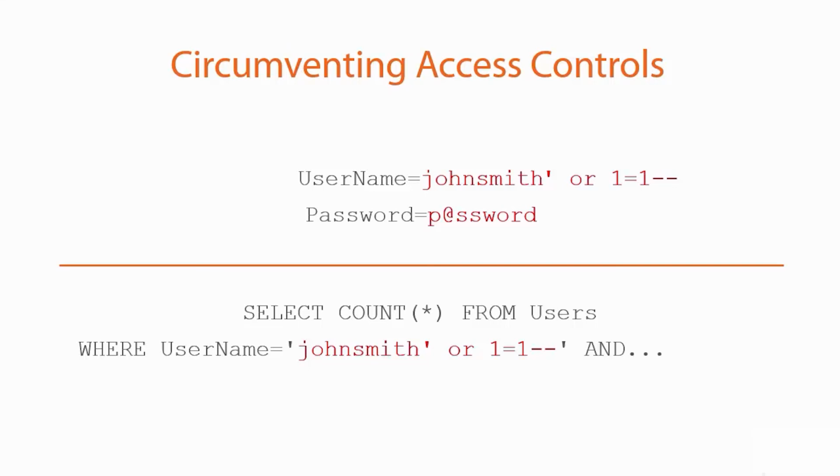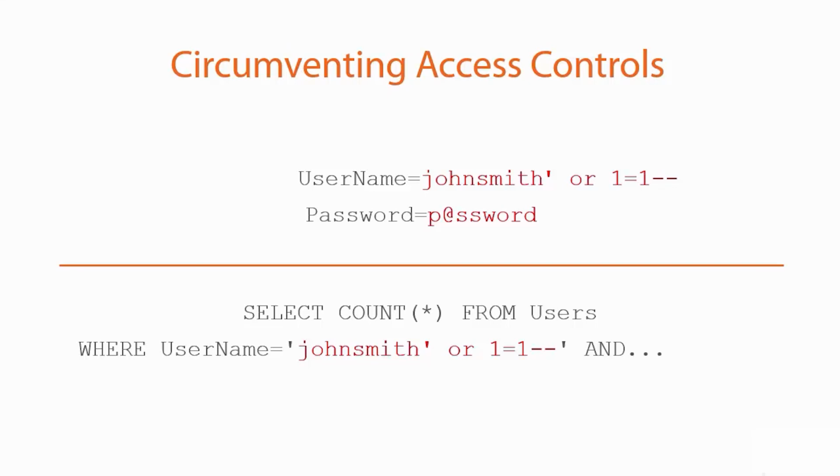Now think for a moment, what would be returned by this statement? So this is a count star. Forget about username equals John Smith. That's negated by OR 1 equals 1. So what you're actually going to get is a count of the entire number of records in the user's table.